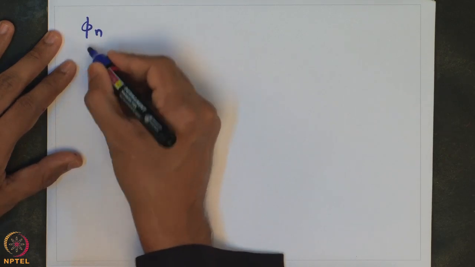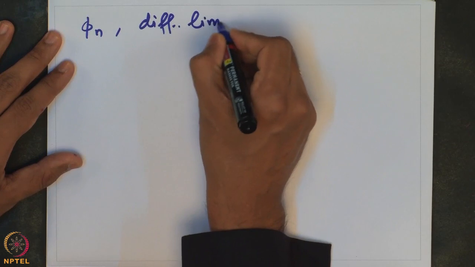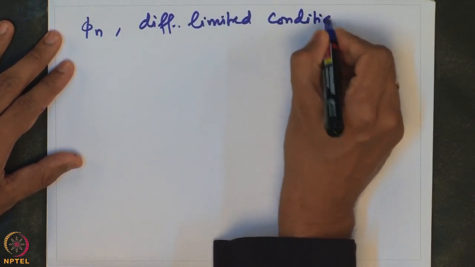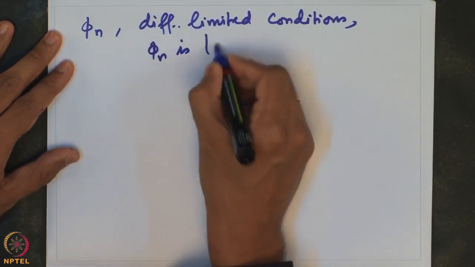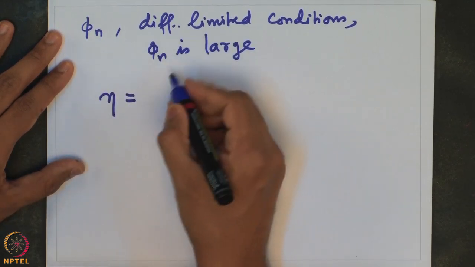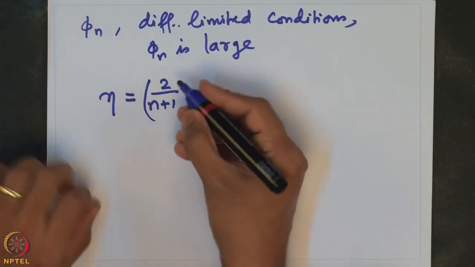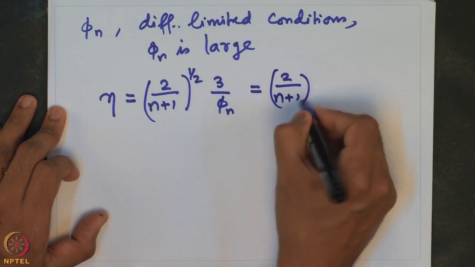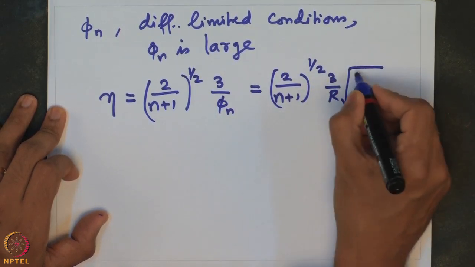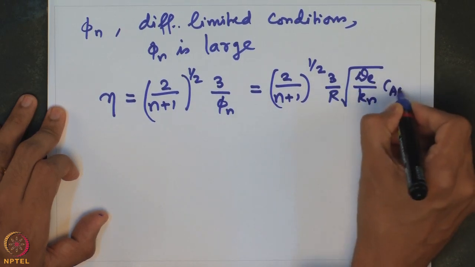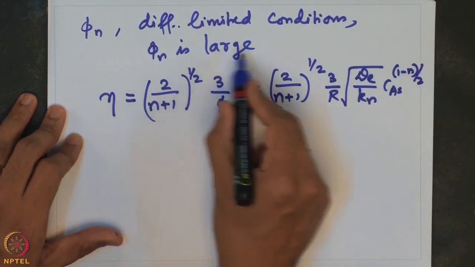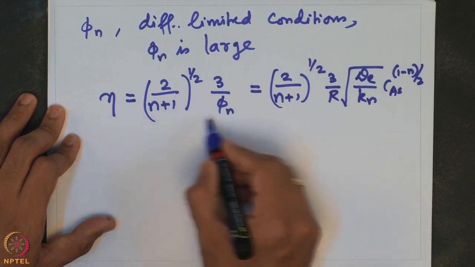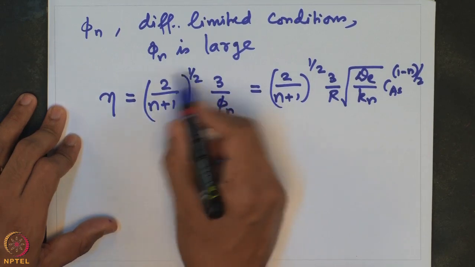So, for an nth order reaction, let us say phi n is the corresponding Thiele modulus under diffusion limited conditions, that is, phi n is large. Then eta, which is the internal effectiveness factor, goes as 2 by n plus 1 to the power of half into 3 by phi n, which is equal to 2 by n plus 1 to the power of half into 3 by r into square root of dE divided by k n into CAS to the power of 1 minus n by 2. So, for large value of phi, for any nth order reaction, eta would still scale as 3 by phi n, except that you now have a pre-multiplication factor which corresponds to the order of the reaction.